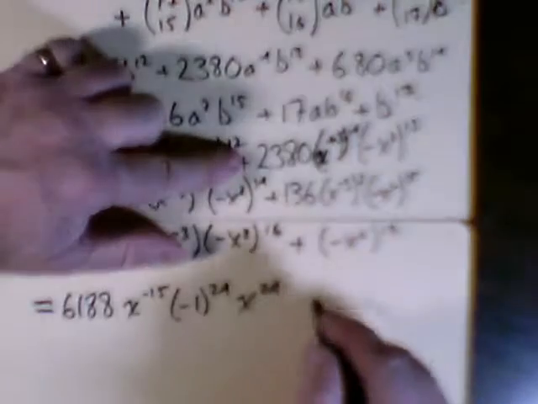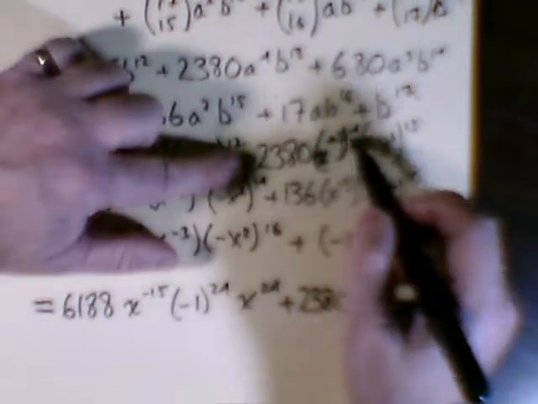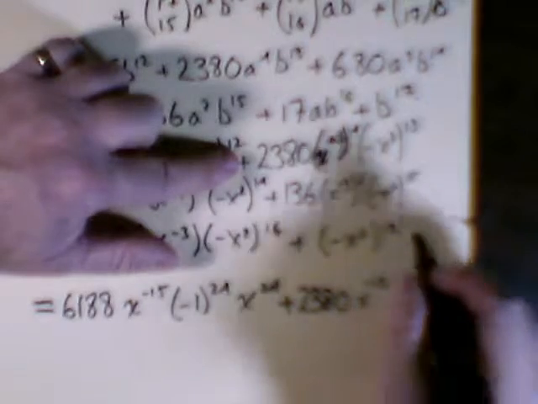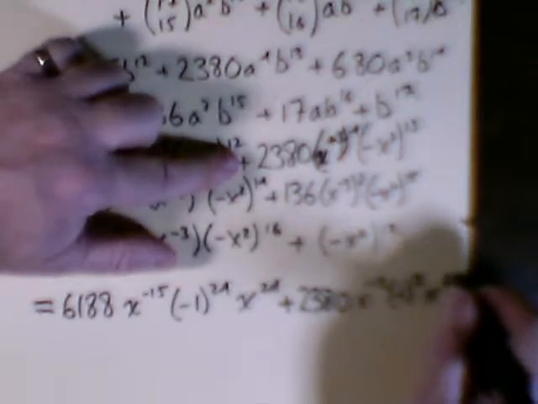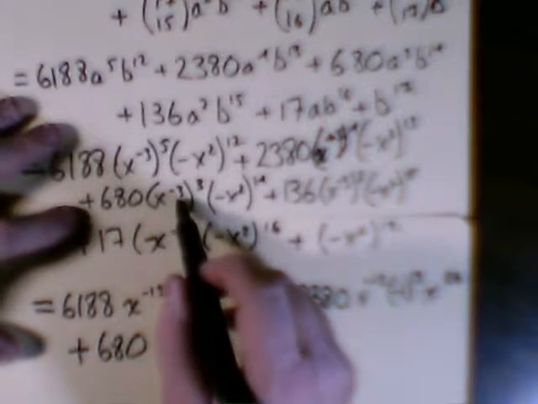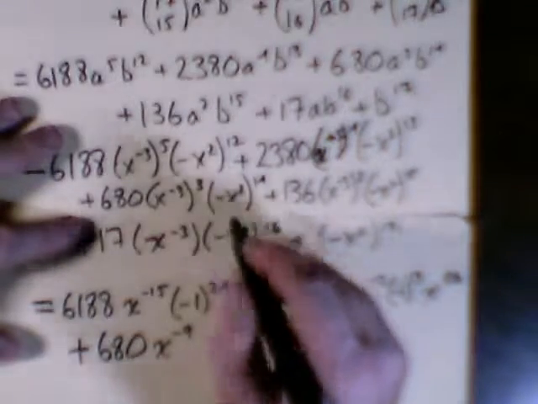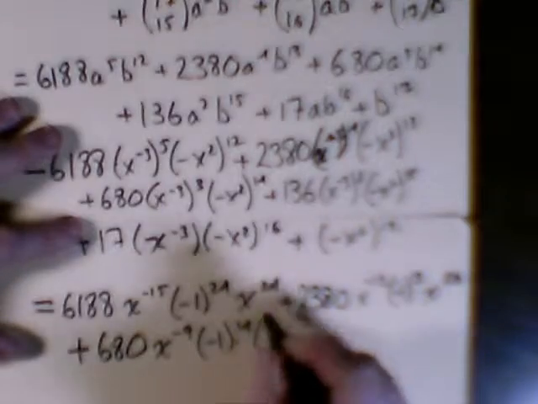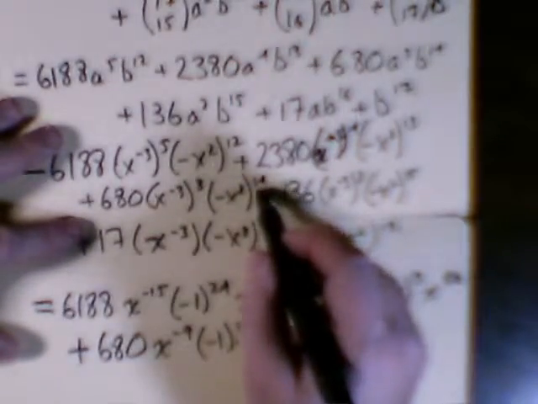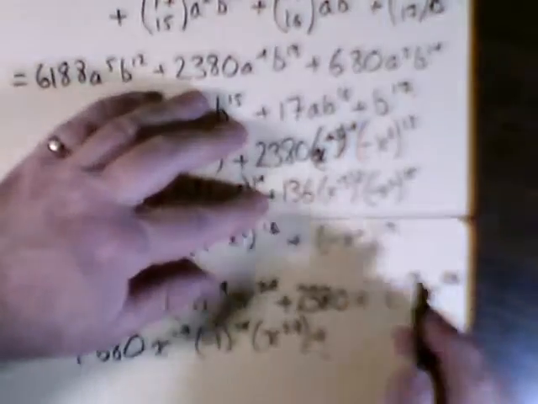The next term is going to be 2380, and this is x to the minus 3 times 4, so that's x to the minus 12 times negative 1 to the 13 times x squared to the 13, which is x to the 26. Okay, so it looks like I can only put two terms per row here, like I did before. So 680 times x cubed times x to the minus 3 times 3, so 3 times minus 3 is x to the minus 9, and this is negative 1 to the 14 times x squared to the 14th, which is 2 times 14, that's x to the 28. And to that we add 136.